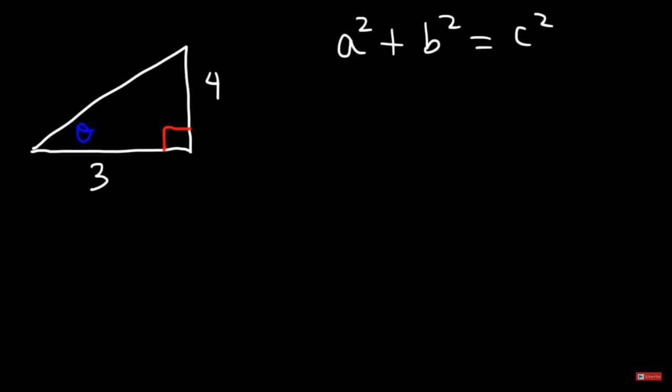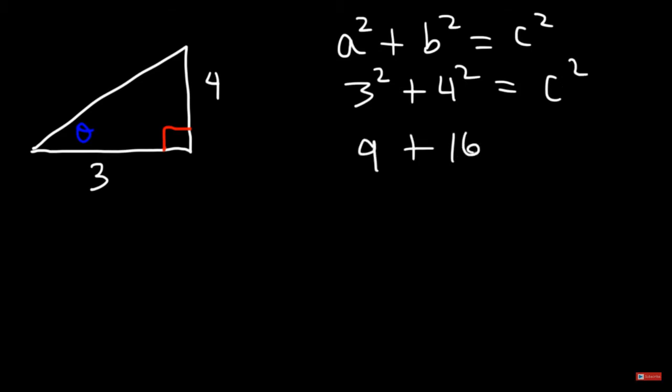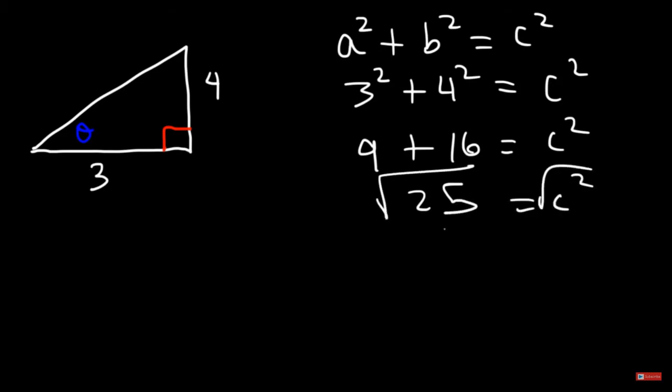A squared plus B squared is equal to C squared. So A is 3, B is 4. And we've got to find the missing side, C, which is the hypotenuse. 3 squared is 9, 4 squared is 16. 9 plus 16 is 25. And if you take the square root of both sides, you can see that the hypotenuse is 5.